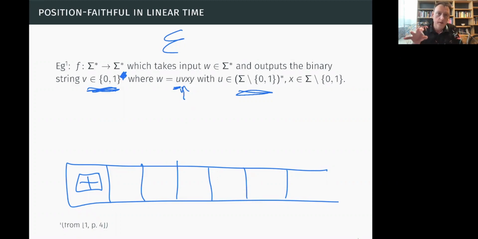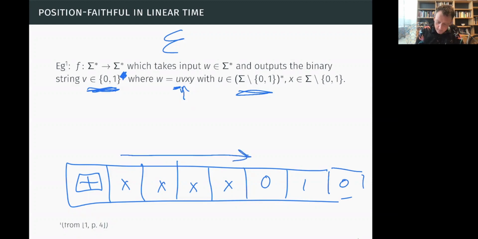Okay, so it takes input, a string, and it looks at all this junk and just ignores it. And it goes to the first piece of the binary string, and it's supposed to output that. So it's a pretty simple function. It's supposed to just scan up, forget all that, and just output this.